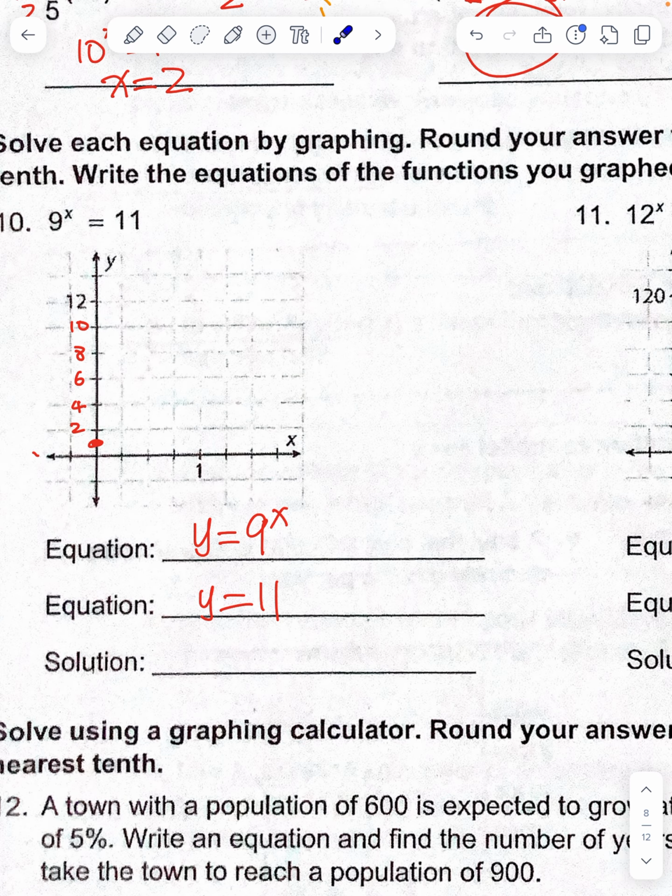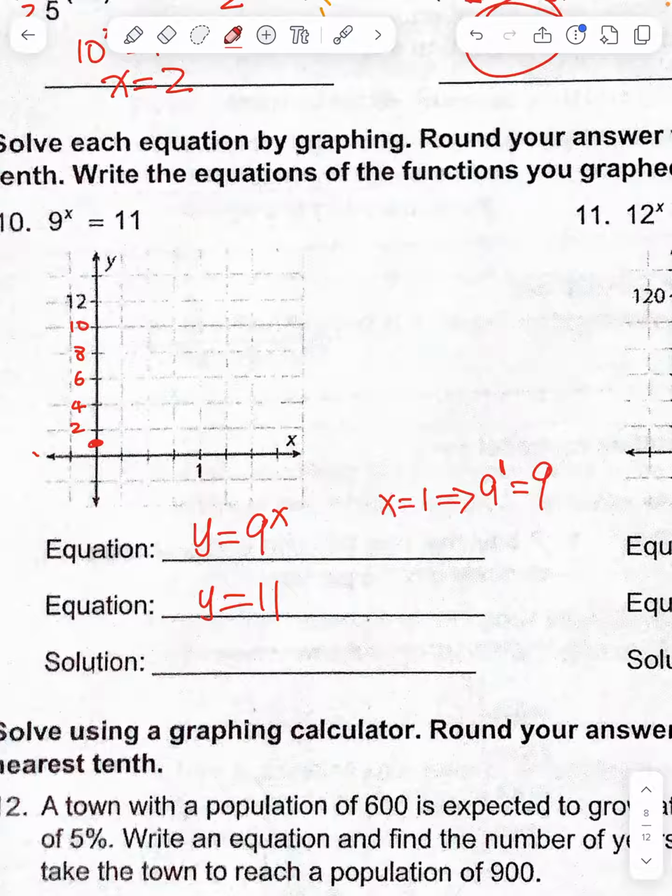When x equal to 0, 9 raised to the 0 power is 1. So when x is 0, the y value is 1, right here, the point. Okay, what about x equal to 1? When x equal to 1, the y value is 9 raised to the first power, which is still 9. So (1, 9) is the second point. The x value is 1, the y value is 9. 9 is between 8 and 10, so it should be here.